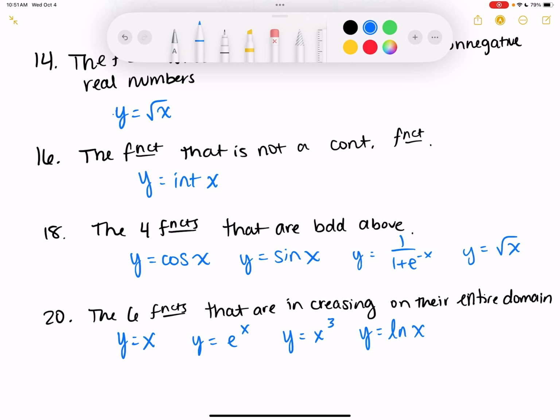You got 2 more. Greatest integer. Let's go square root. Yep. And then logistic. Yes.